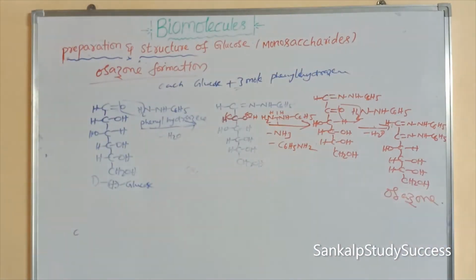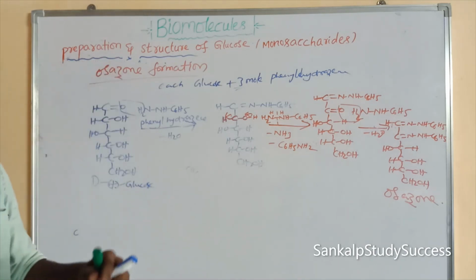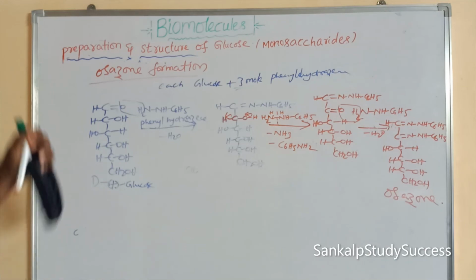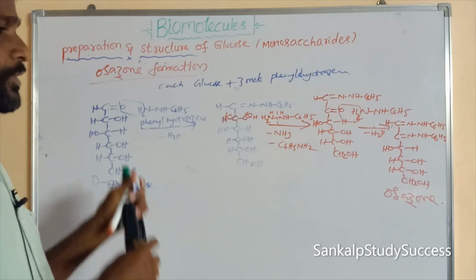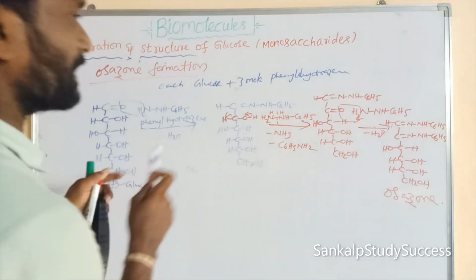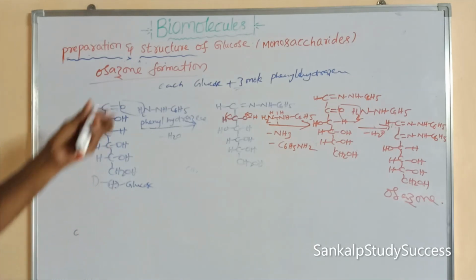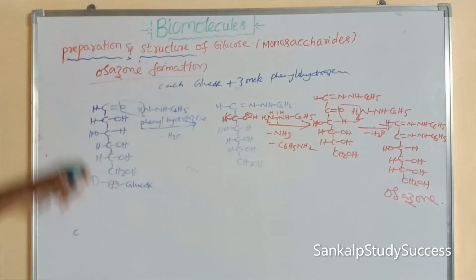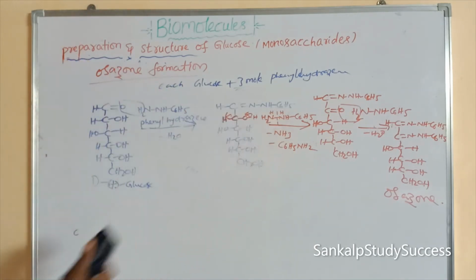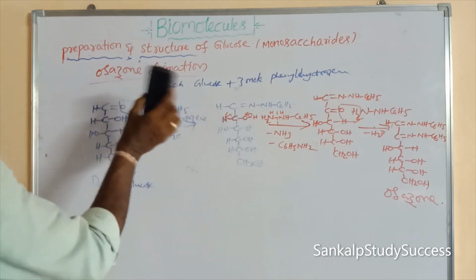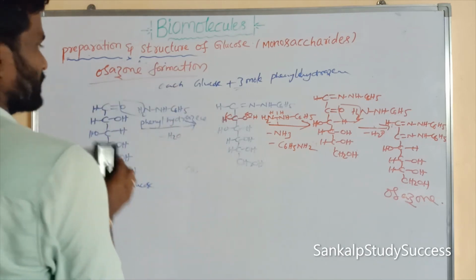So how many phenylhydrazine molecules can react with 1 mole of glucose to form osazone? How many molecules? 3 molecules of phenylhydrazine can react with 1 mole of glucose to form osazone. So this is a very important reaction.